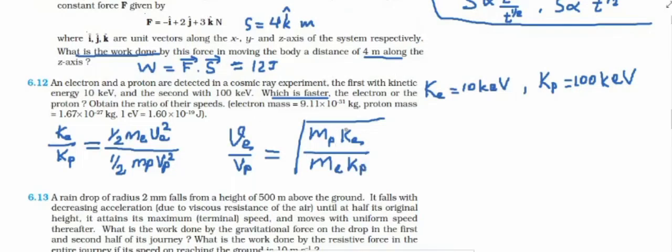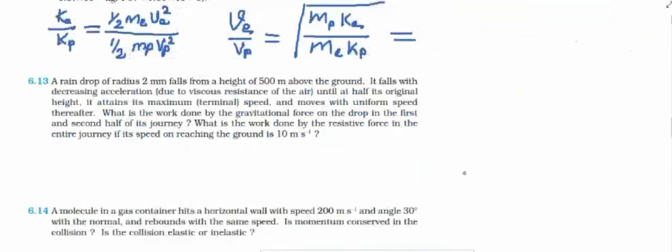Now both the masses are there, both energies are there, substitute the values and find the ratio. If the ratio is greater than 1, then the electron has more velocity. If the ratio is less than 1, then the proton has more velocity. Okay, find the answer.